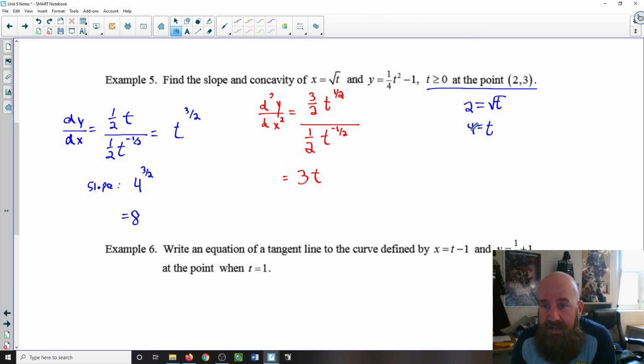For the second derivative, we're going to take our time and plug it in. So 3 times 4 is 12. So concavity is 12. Okay, 12 being a positive number, we could say that this is concave up.